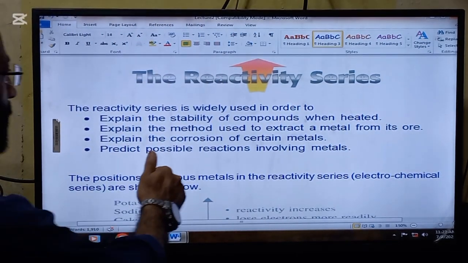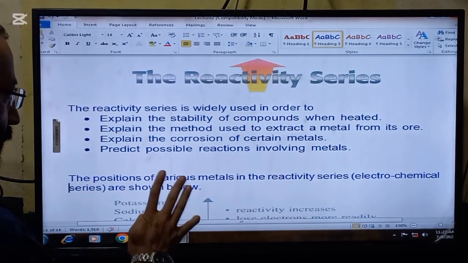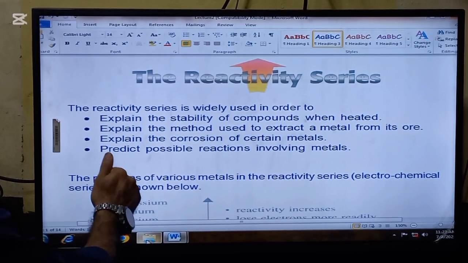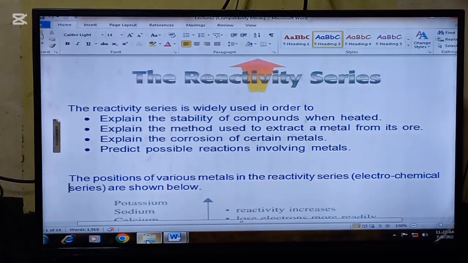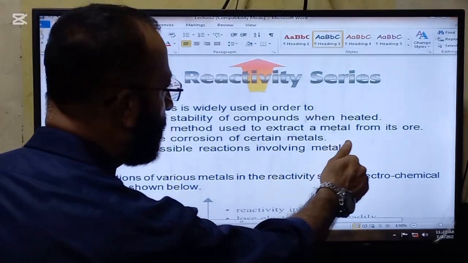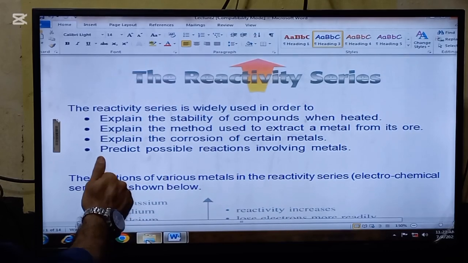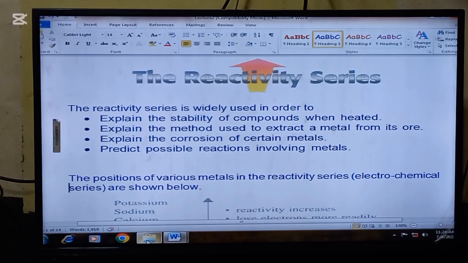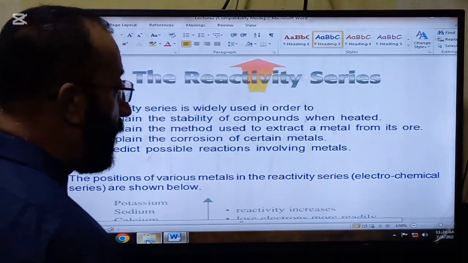So the reactivity series is widely used. Here are four important functions of the reactivity series. Number one, it explains the stability of the compounds when heated. Number two, reactivity series explains the method used to extract a metal from its ore. Number three, reactivity series explains the corrosion of certain metals. And number four, the reactivity series predicts possible reactions involving metals.